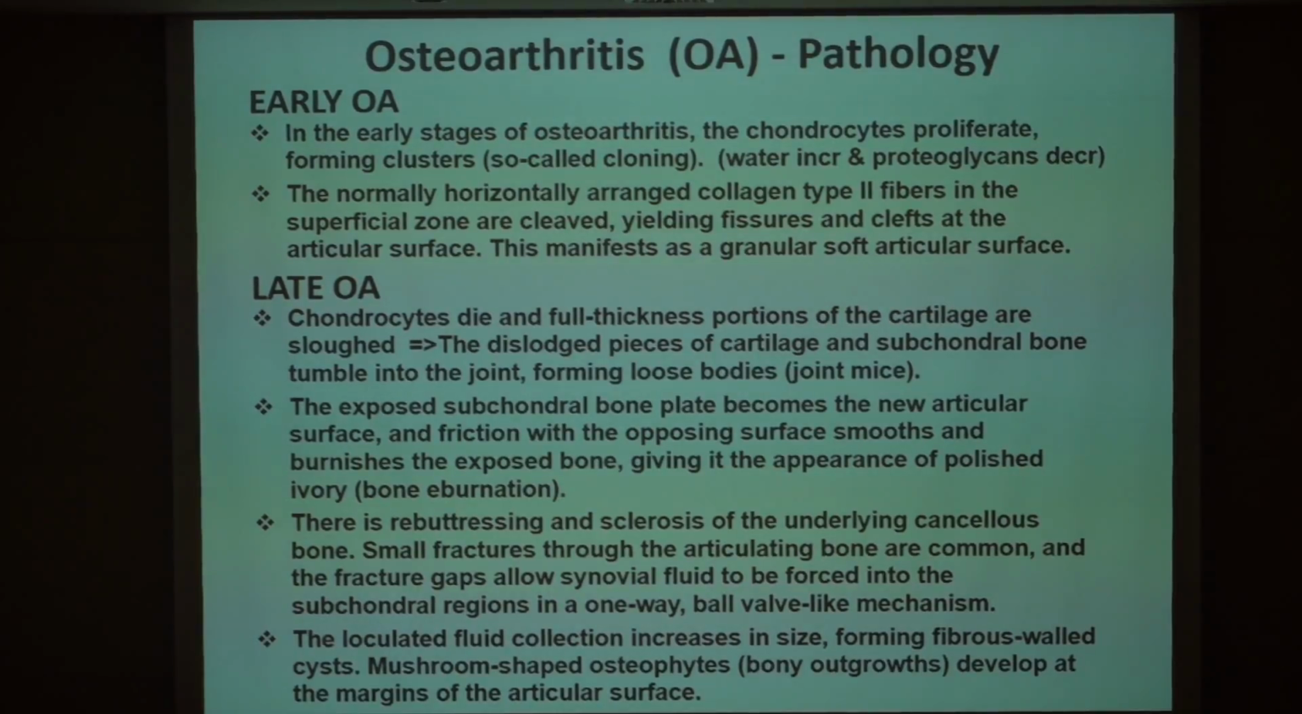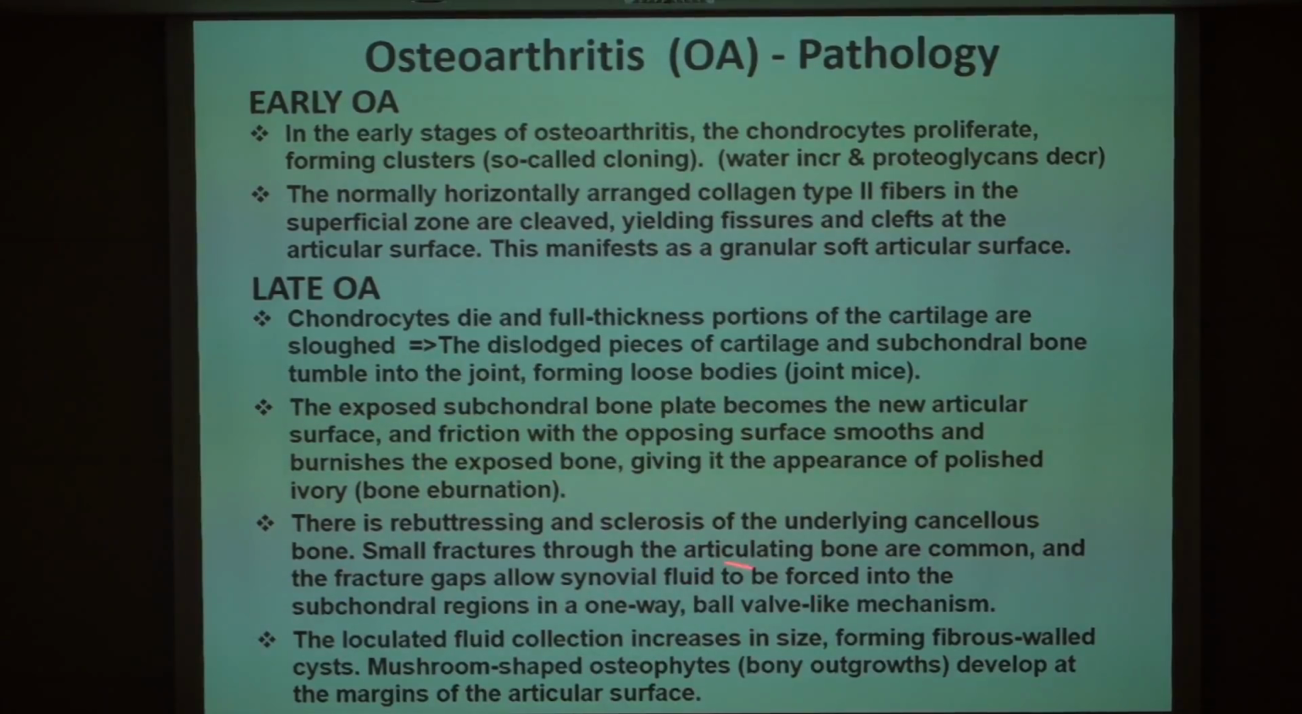I'll be giving you a clinical scenario which defines one of the characteristics of osteoarthritis, and you may have to tell me which of the characteristics it is. Is it cloning? Is it the fact that the chondrocytes die, dislodge, and become loose bodies or joint mice? Is it the fact that when you expose the bone in osteoarthritis, the new articular surface starts with friction on the opposite bone, and this gives it a polished ivory appearance, which is called eburnation?